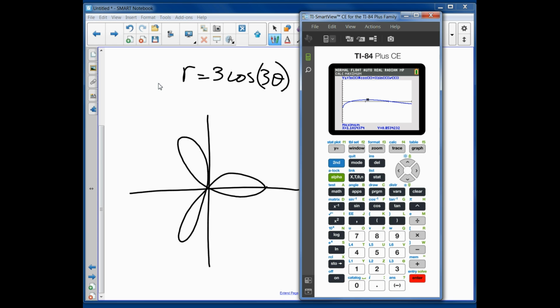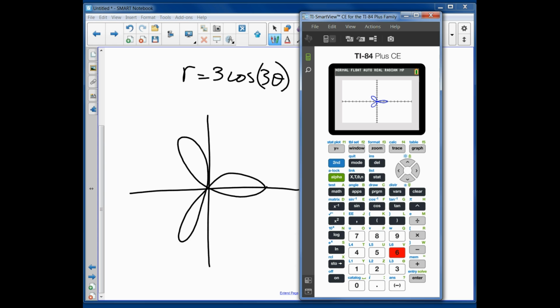So when we go to mode polar, go to y equals 3 cosine 3 theta. Now, when I grab zoom 6, window problem. Okay, that happened really fast, right?